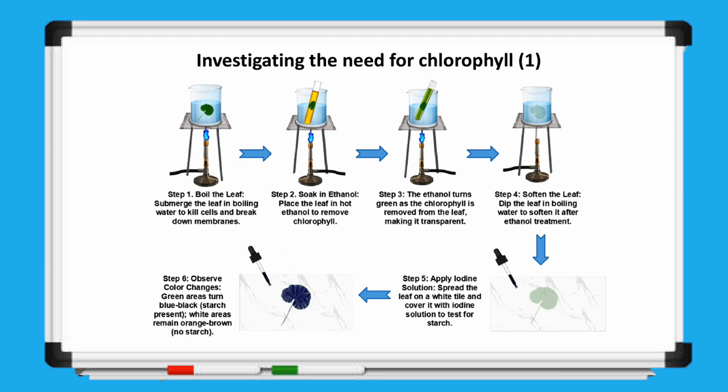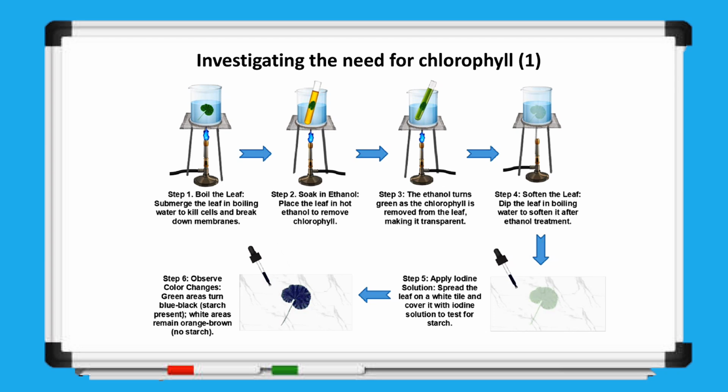Moving to step 5, we add iodine solution to the leaf, usually placing it in a dish and gently squeezing the iodine around the center. Remember, iodine is used to test for the presence of starch, a key product of photosynthesis. In the final step, step 6, we observe the color changes. The areas of the leaf that were green, meaning they contained chlorophyll, will turn blue-black if starch is present. This shows that photosynthesis occurred there.